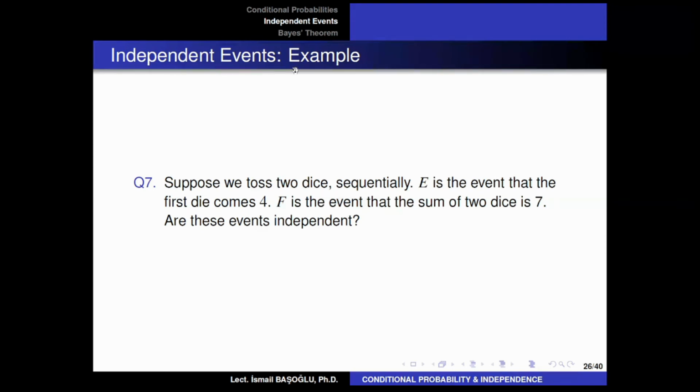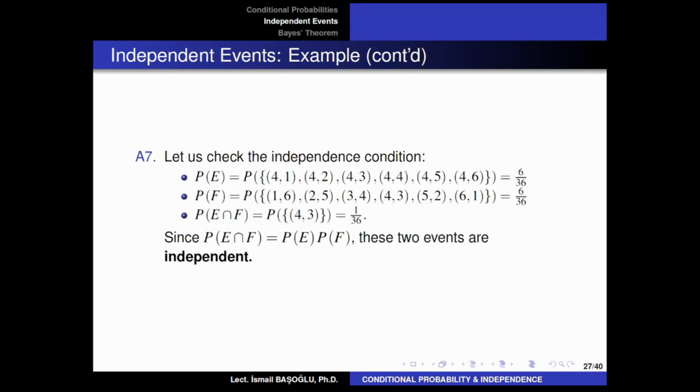Suppose we toss two dice sequentially, and E is the event that the first die comes 4. So I defined, again, remember, we are tossing two dice, and you know that the sample space of this experiment has 36 equally likely outcomes. And we define event E as the event that the first die comes as 4. And event F is the event that the sum of two dice is equal to 7. Okay? The question is asking this: are these events independent or not? So we need to check this.